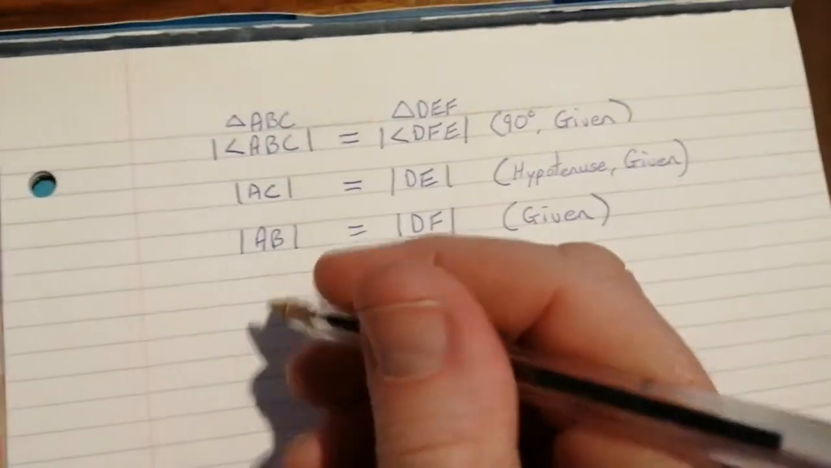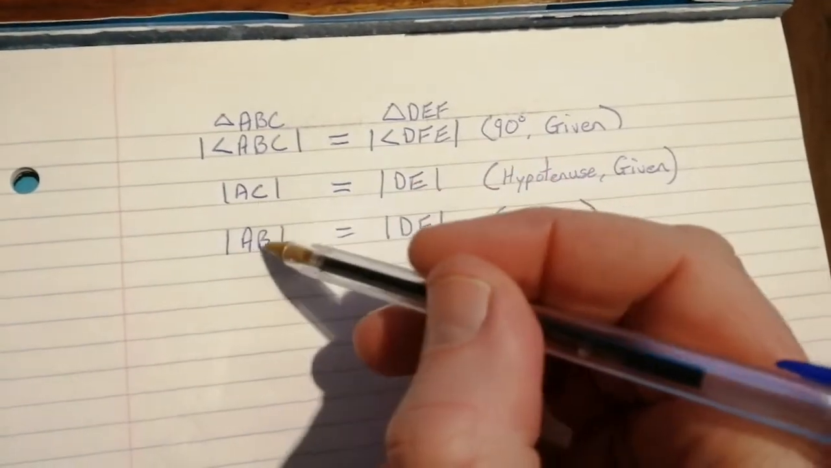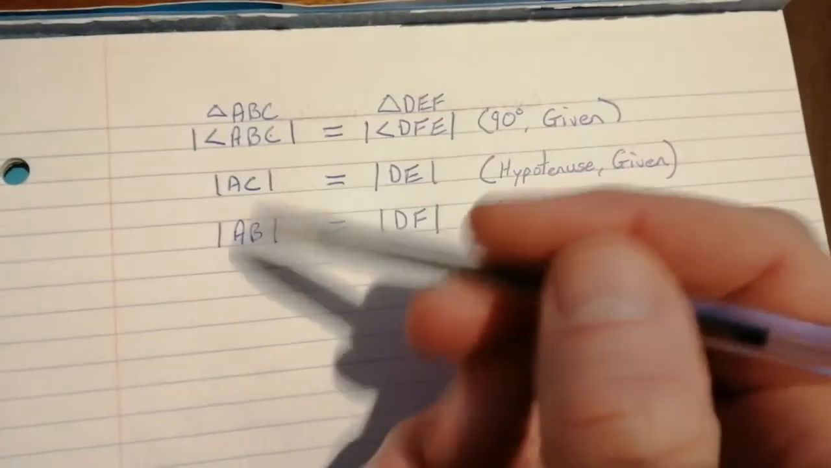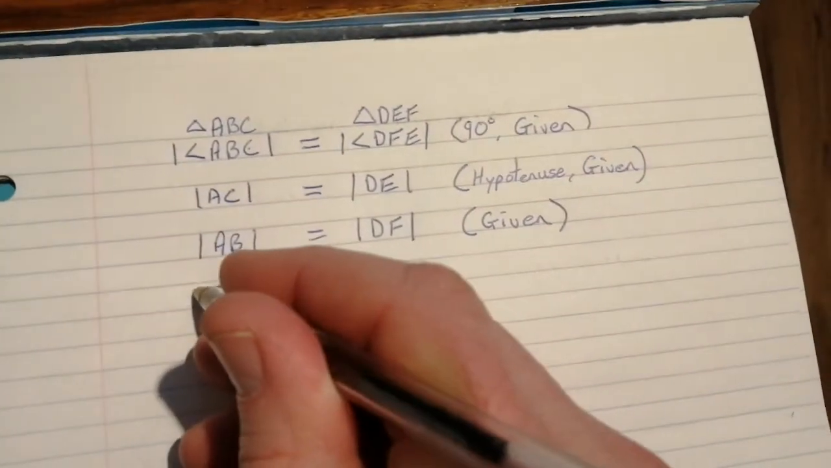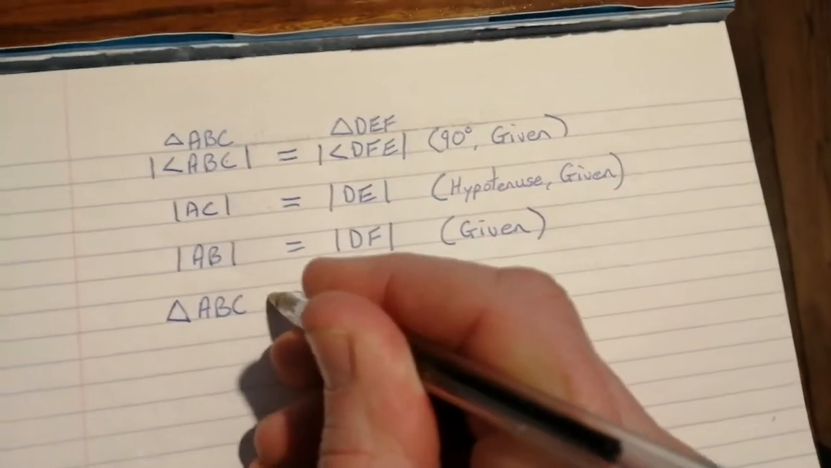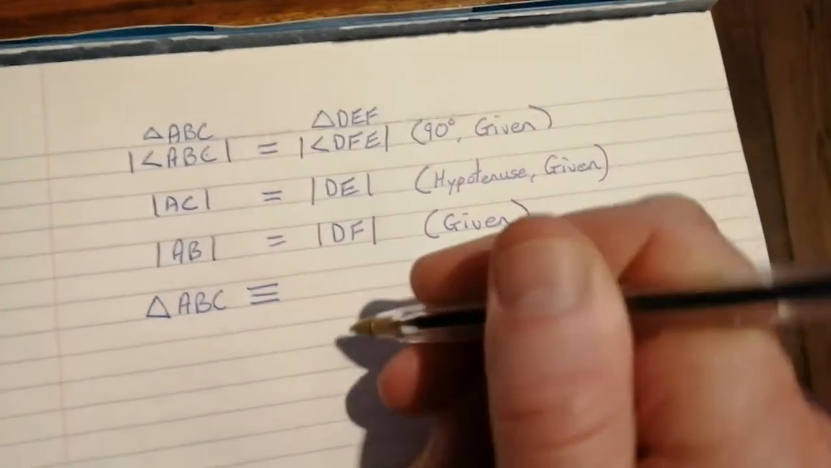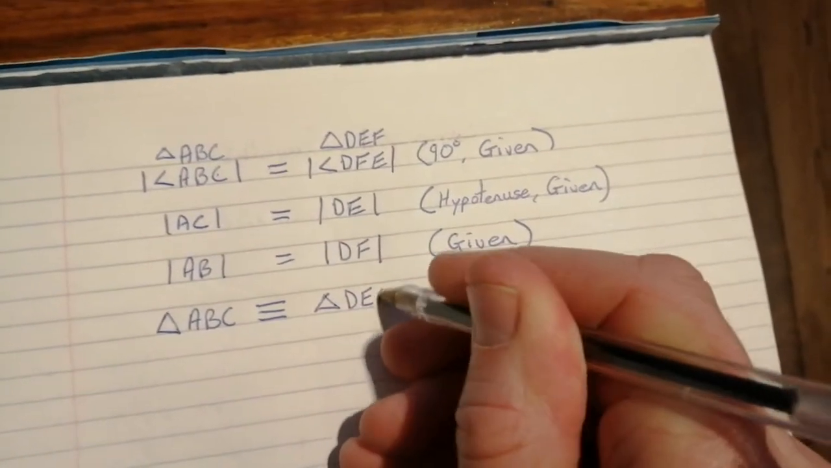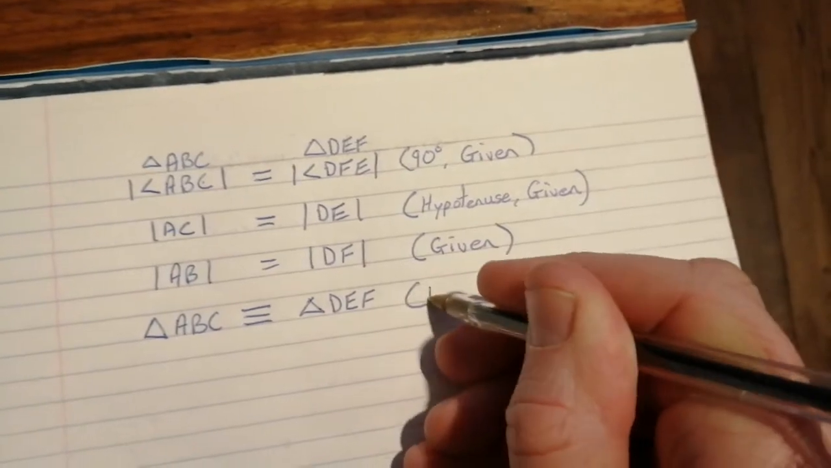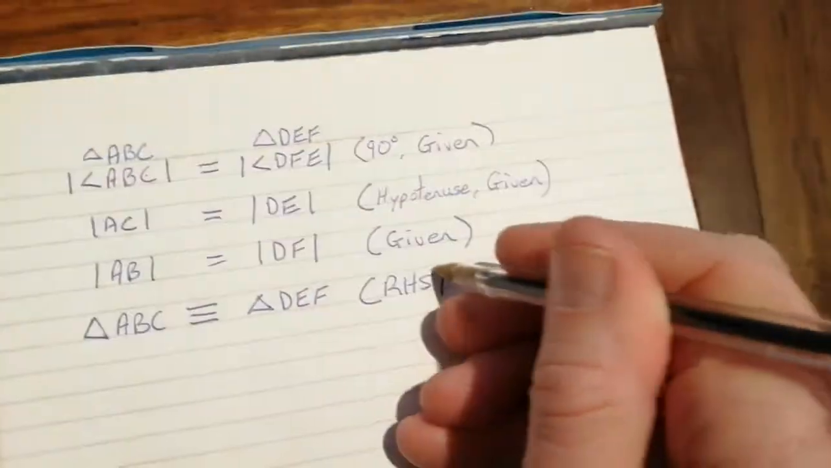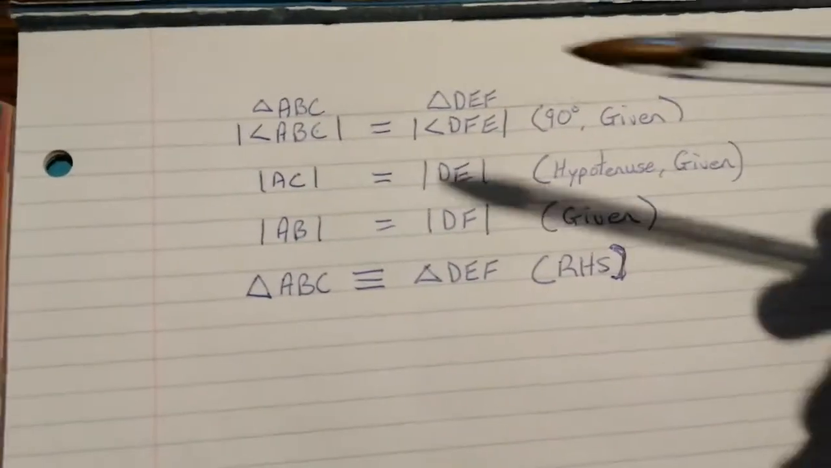Okay, and then lastly, once we have our three things for RHS, or if it was a different one, SAS or SSS, we'll have three things. The last thing we'll do is say that the triangle ABC is congruent to, with the three lines across, the triangle DEF, and in brackets our justification is RHS.